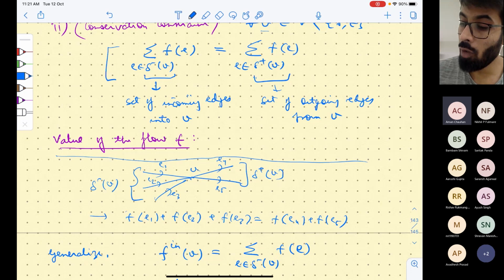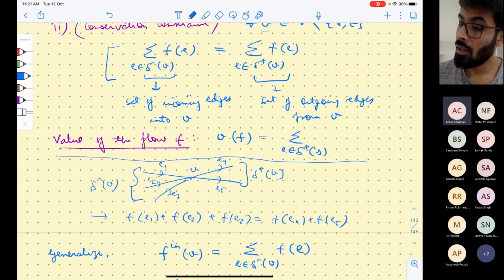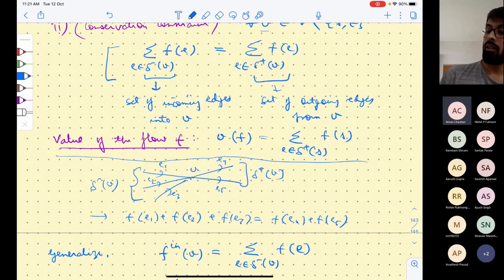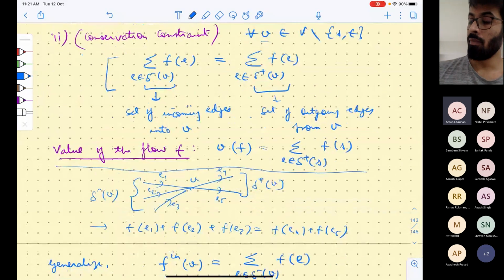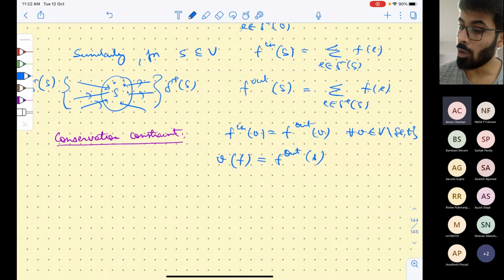What is the value of the flow f? Value of the flow f, v(f), is equal to the summation over e belonging to delta plus of S of f of e, right? You want to just sum all the edges that are coming out of S and take the flow value there, and that is going to be your value of the flow. And now the value of the flow can be just said to be f out of S in these terms. You don't need the summation. You just want to make it slightly more concise.